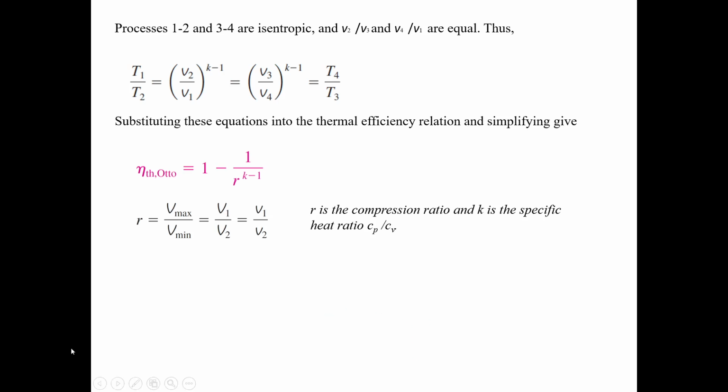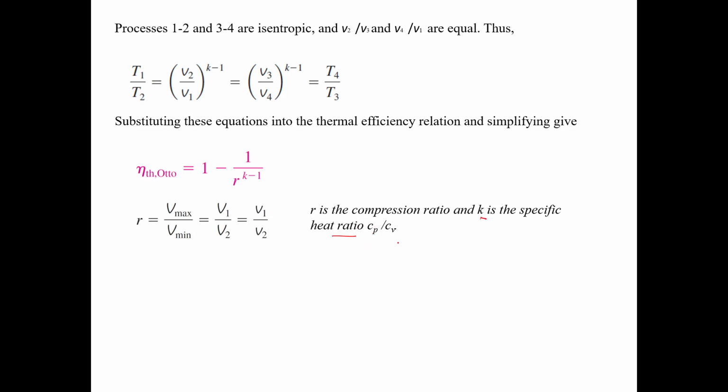Then for the processes 1 to 2 and 3 to 4, because they are isentropic processes, we can say T1 divided by T2 is equal to V2 divided by V1 to the power k minus 1. What is k? k is the specific heat ratio, that means Cp divided by Cv.